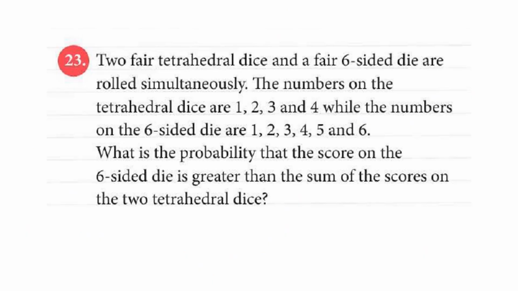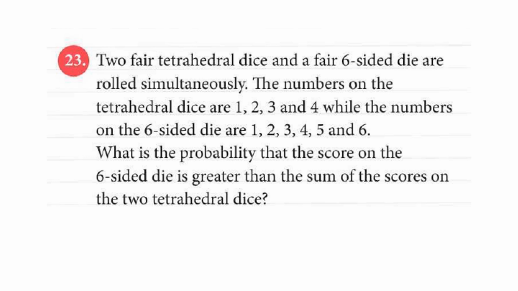Alright, let's look at question 23. Question 23 is slightly more challenging because it involves 3 dice. Two fair tetrahedral dice, followed by another 6-sided die. They are rolled simultaneously. So these are two fair 4-sided dice and a fair 6-sided die, and you roll the 3 of them simultaneously.